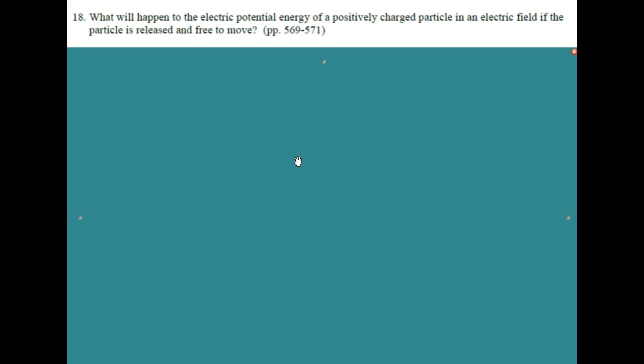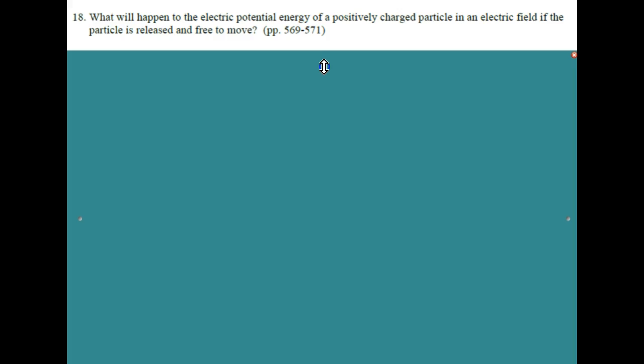Number 18, what will happen to the electric potential energy of a positively charged particle in an electric field if the particle is released and free to move? Well, electric field is defined to be the direction a positive charge would take in that field. So if we took and released a positively charged particle in an electric field, that means it would accelerate.